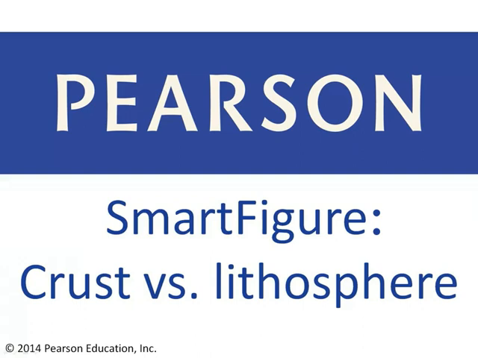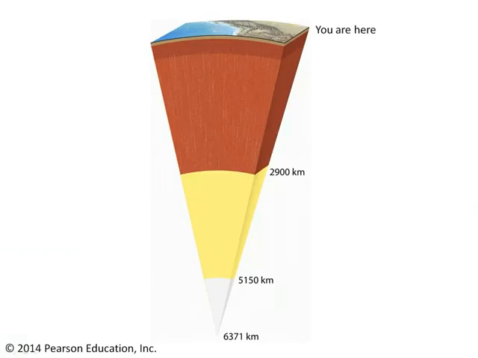After watching this video, you should be able to distinguish between the crust and the lithosphere, two very important but not quite the same layers on planet Earth. First thing to keep in mind is that Earth is a layered planet. So you can classify the layers of Earth by their composition or by their physical properties, the way they behave.